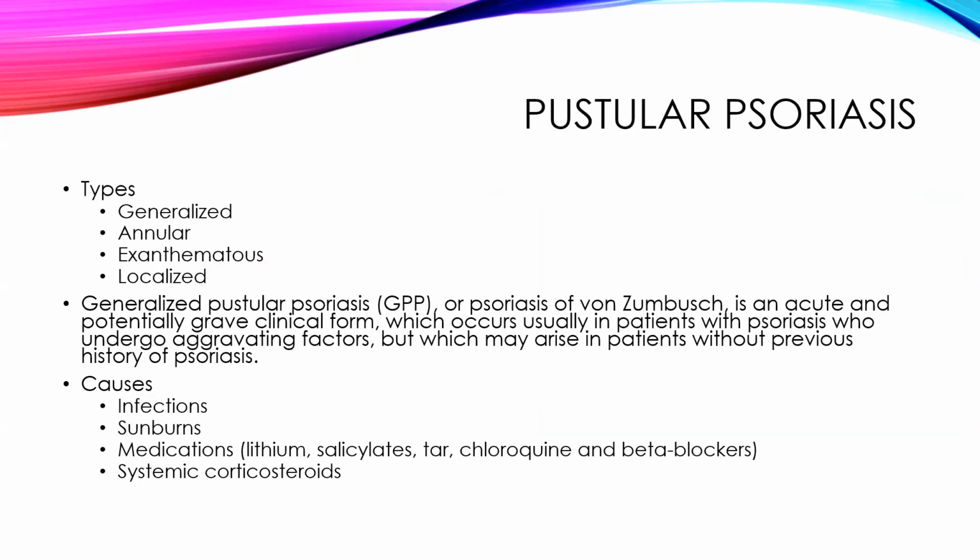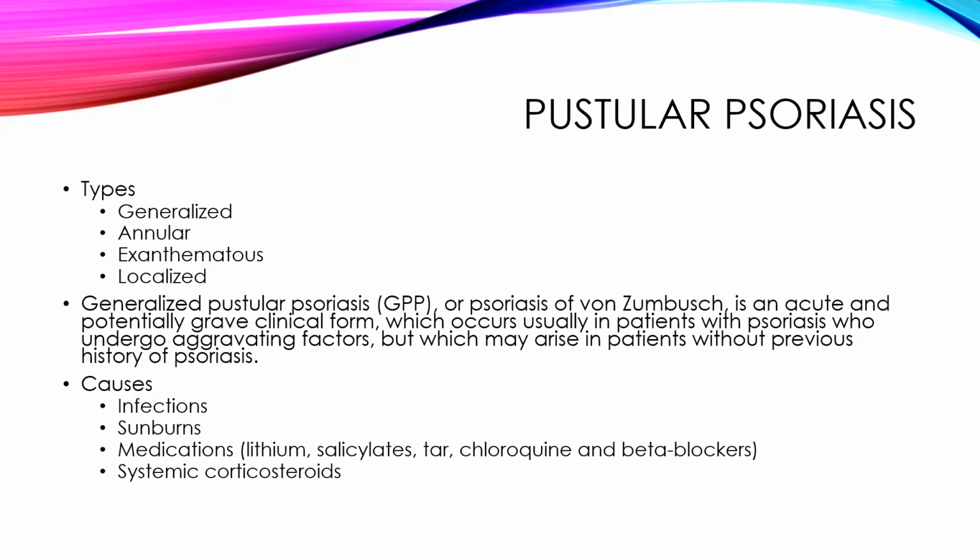It is an acute presentation where a patient with a history of psoriasis undergoes aggravating factors that cause it to progress to pustular psoriasis. However, it can happen in a patient who does not know or have a known history of psoriasis. Most common causes for a patient to present with pustular psoriasis are infections, sunburns, medications, and systemic steroids.